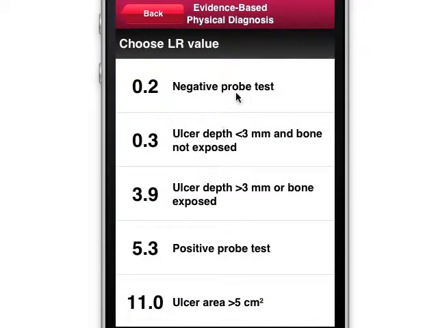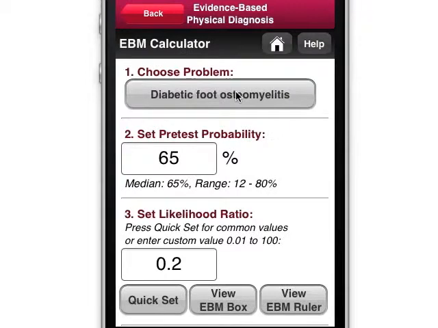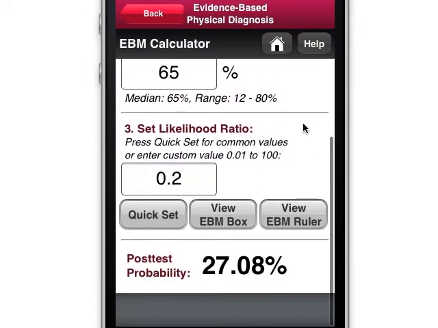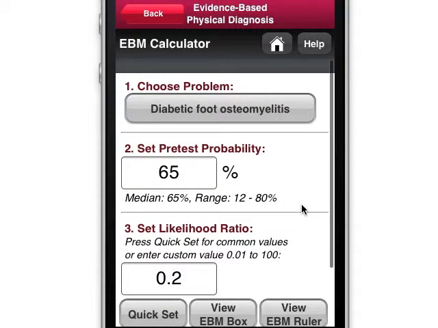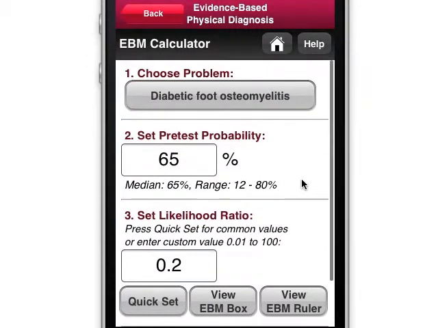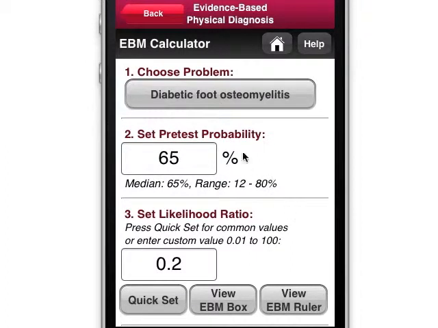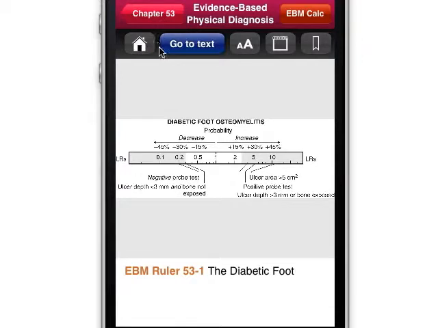The other thing is if your probe test is negative, now you look at what happens. It goes down to 27%. Certainly not even as low as 1%, but it decreases your probability in a way that's helpful to know. So those are some of the things that you can do.